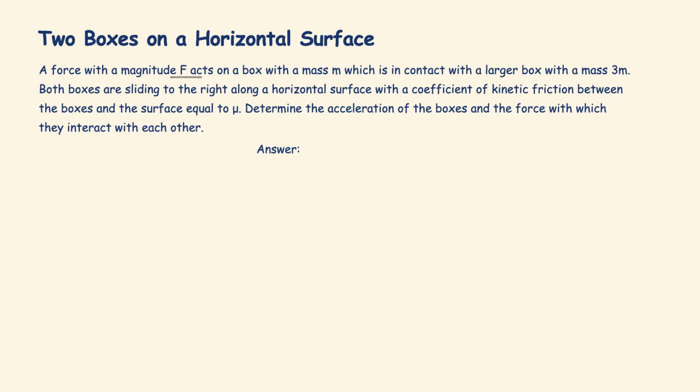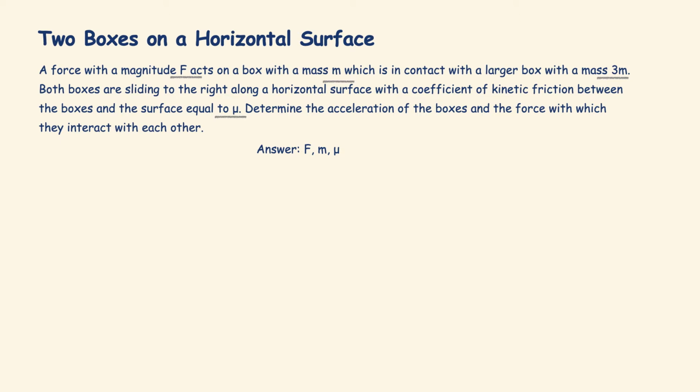We have here a magnitude F for the force, so we can actually get F in our answer. We also have the symbol m for the masses of the two boxes, one being m and the other one being 3m, so we can actually keep m in our answer. And we have one more thing here, the coefficient of kinetic friction, mu. So our answer can contain F, m, and mu.